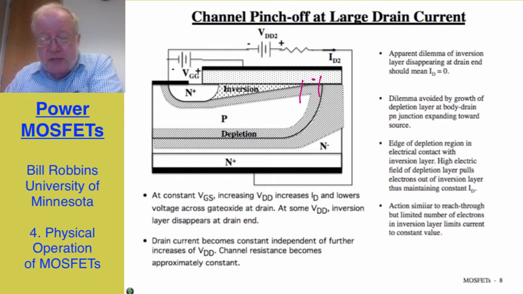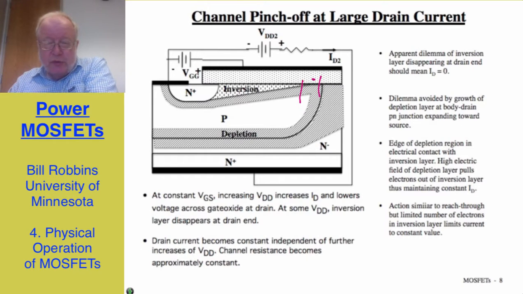This is very reminiscent of the same thing that happens in a PIN diode, when one has reach through, where the depletion region has reached completely through the lightly doped drift region and reached the N-type material. That drags electrons out of there and very high currents can then flow.